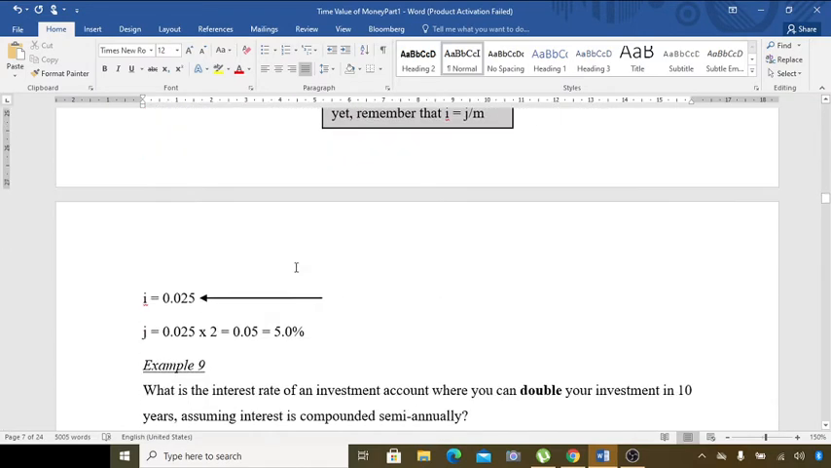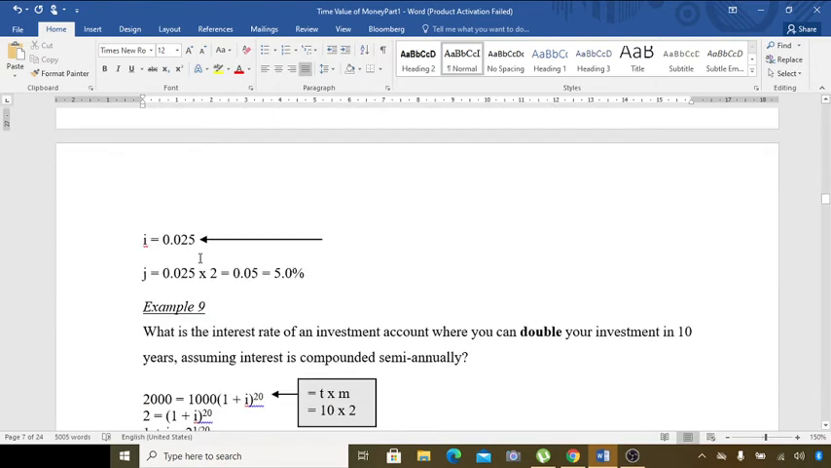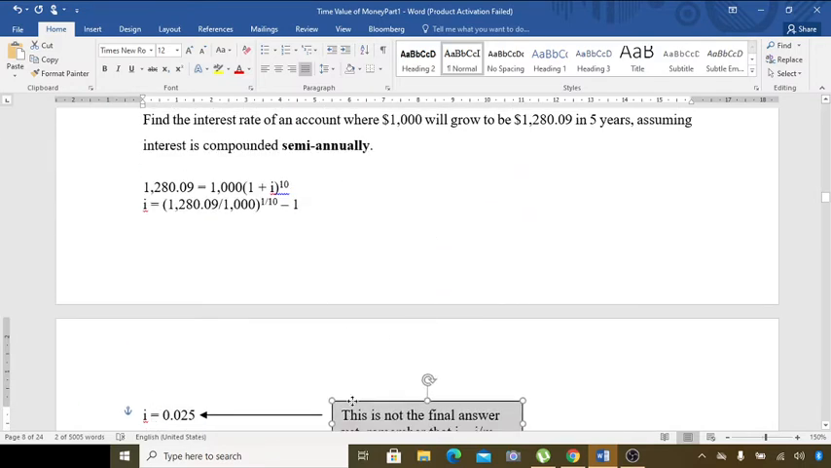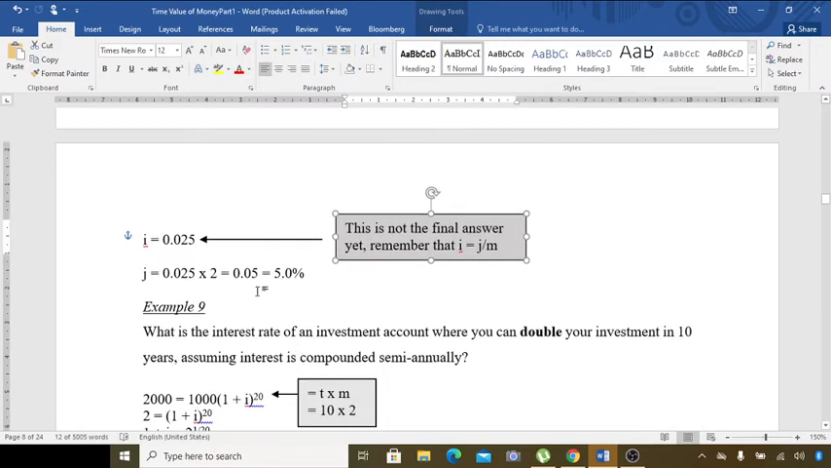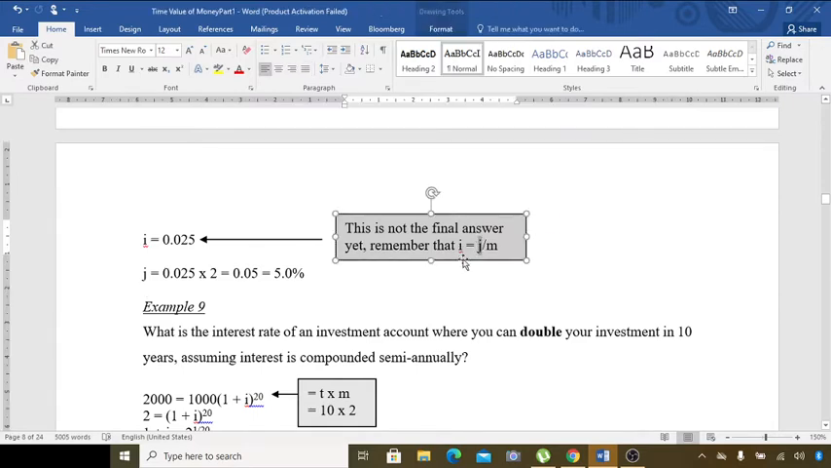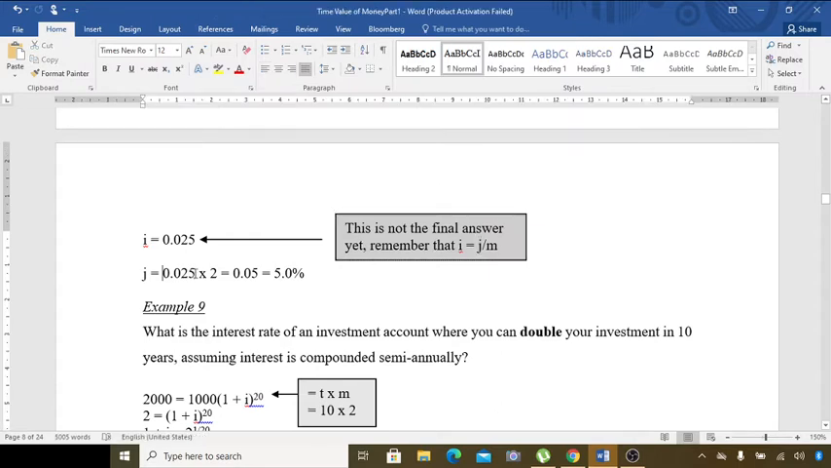So you will get I equals 0.025, but this is not your final answer yet, because remember I equals J divided by M. You are solving for J, which is the nominal interest rate, the stated or quoted interest rate. So now, because M equals 2, your J becomes 0.025 times 2, which is effectively 5%.